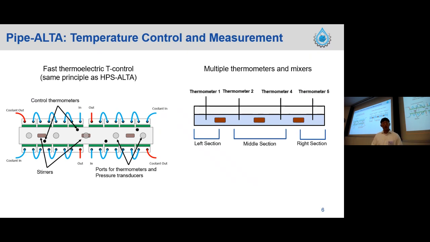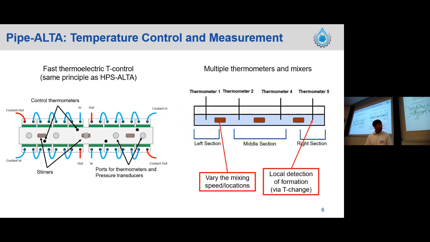We also have four thermometers directly inserted into the fluid, so we can monitor the fluid temperature more directly. Because of that feature, we have the ability to detect hydrate formation locally via the temperature signal. And those three stir fleeces give us the ability to vary the mixing speed and location in the system. That will be a really helpful feature when we are investigating the turbulence effect on hydrate formation.